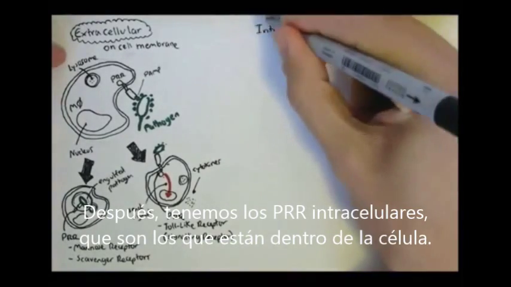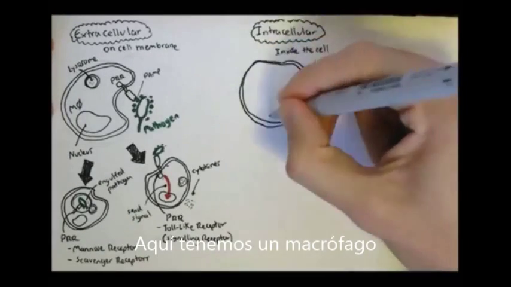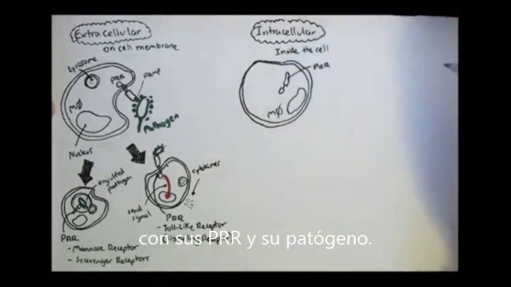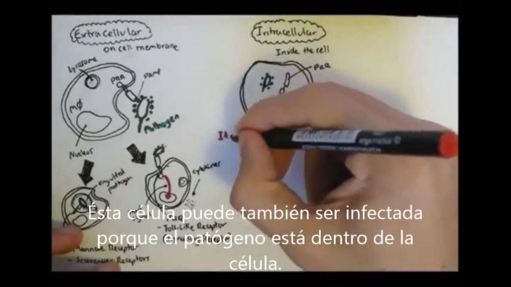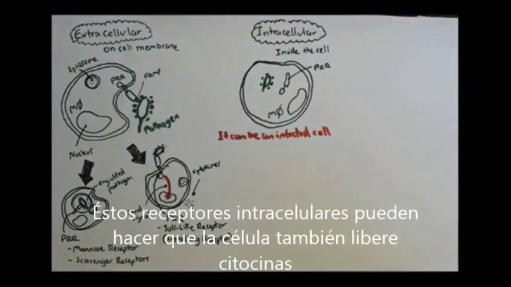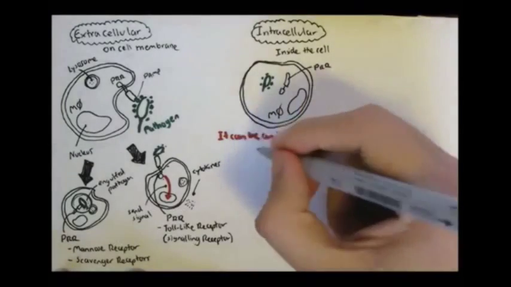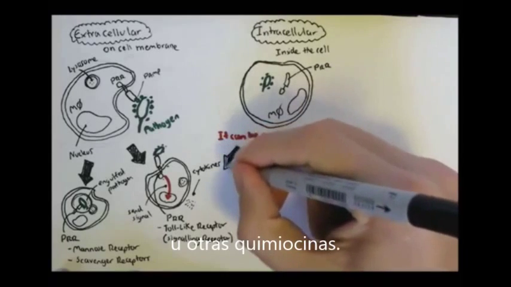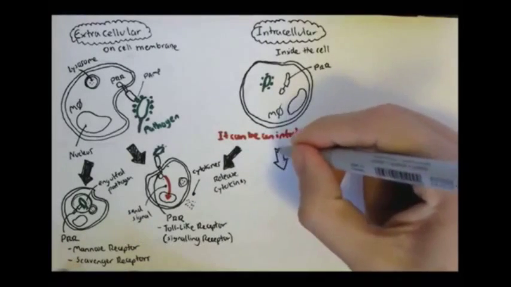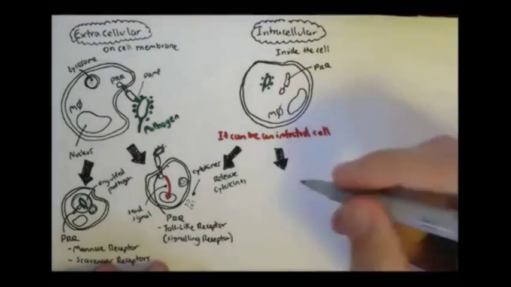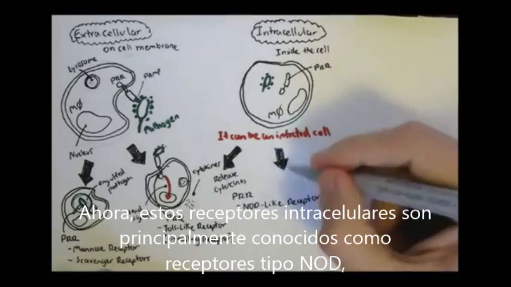So next we have the intracellular PRRs, which are inside the cell. Now here again we have a macrophage with its PRR and pathogen. Now this cell can also be infected because the pathogen is inside the cell. So these intracellular receptors can cause the cell to release cytokines or various chemokines, or if it's infected, it can die. Now these intracellular receptors are mainly known as the NOD-like receptors.